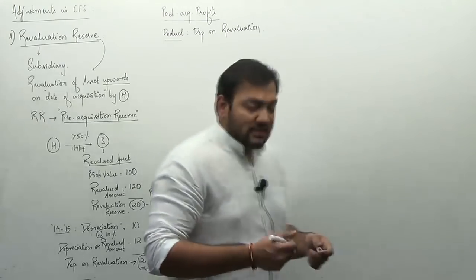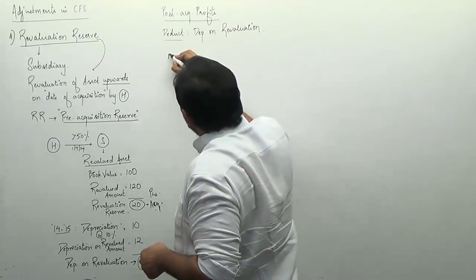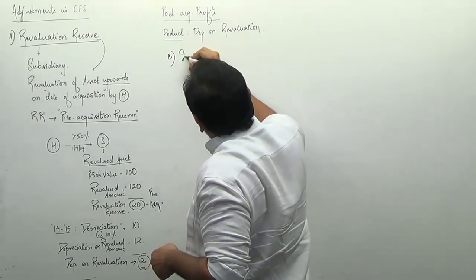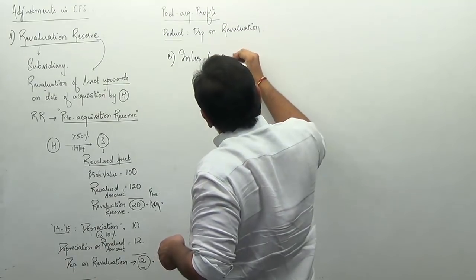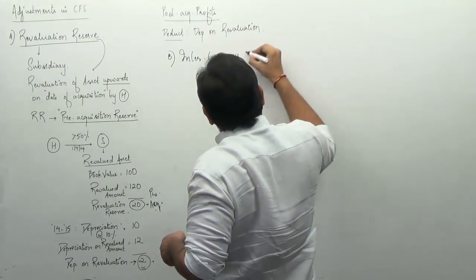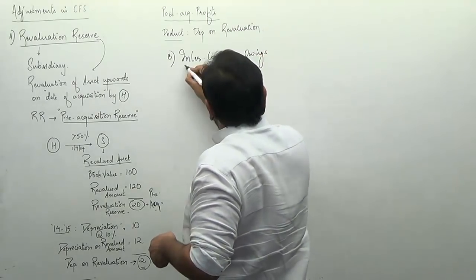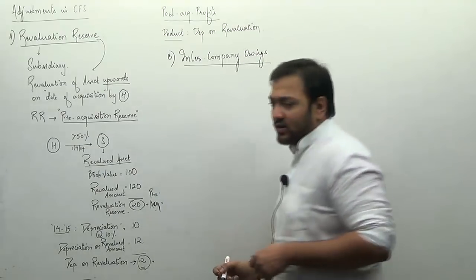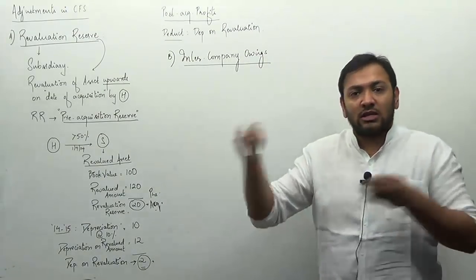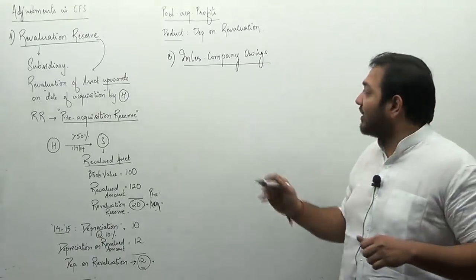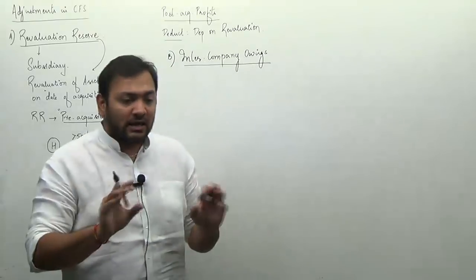So yes guys, while this is the first adjustment that we have seen, the second adjustment is a simple adjustment that we need to understand, that is intercompany owings. Now what do you mean by intercompany owings? Intercompany owings means the holding company owes the subsidiary or the subsidiary owes the holding company. Let's say the owings are in the form of debtors and creditors.